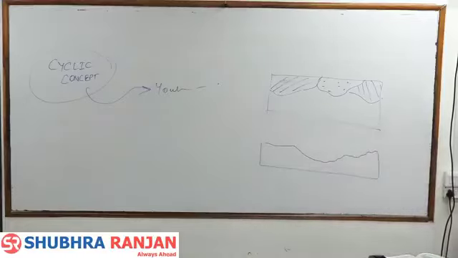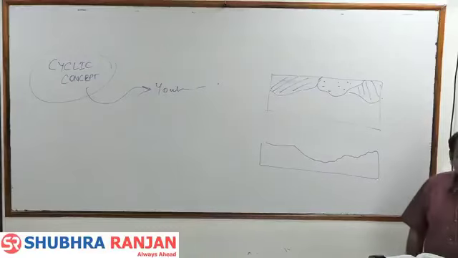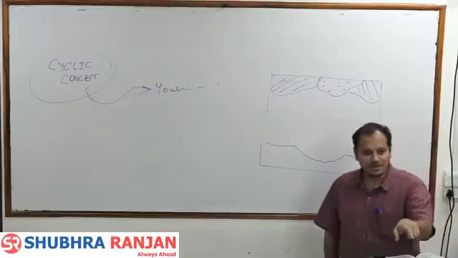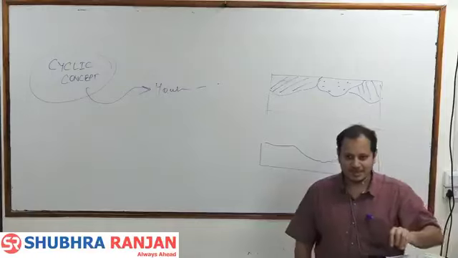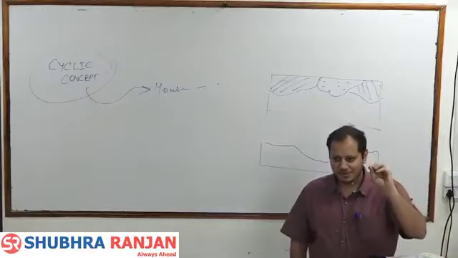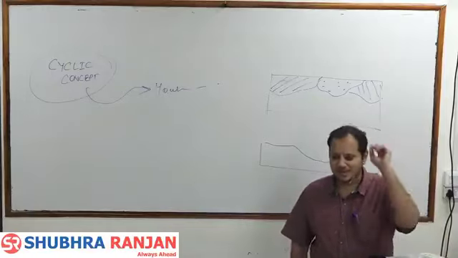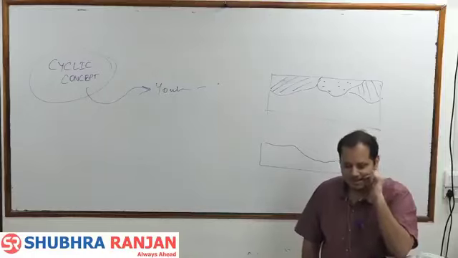Otherwise in standard books you will not find Davis and Penck. उनके criticisms मिलेंगे. So in Thornbury's book उसके criticisms मिलेंगे. Structure is the most dominant control on the landform. Processes leave a distinct imprint. Fine?